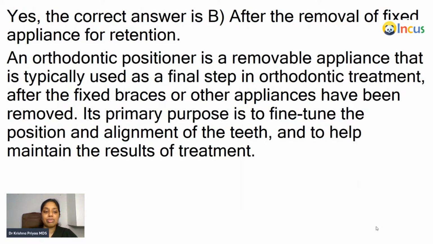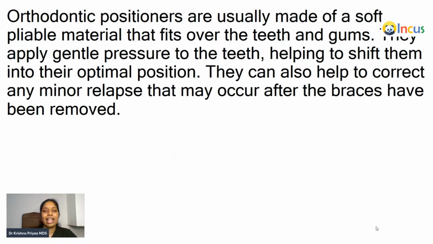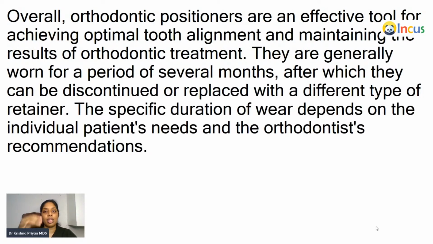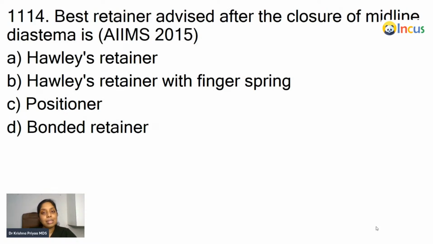Its primary purpose is to fine tune the position and alignment of the teeth and also to help maintain the early stages of the treatment results. They're made of soft material that fits over the teeth and gums. It's very comfortable for the patient, and they can also help in correcting minor relapse areas that may have occurred after the braces have been removed. Positioners may be an effective tool for achieving optimal tooth alignment and maintaining the results of an orthodontic treatment. They're generally worn for a period of several months, after which they can be replaced by other kinds of retainers to target specific needs.